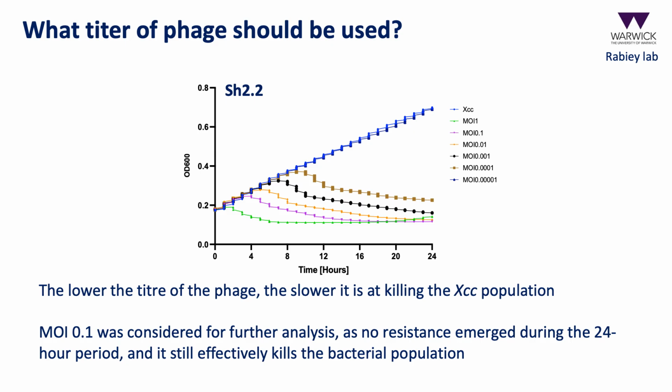So here, the first thing we do when we want to create a phage cocktail is we test different concentrations of phages. We want to see what concentration, or titer, is best to use, so that they kill the bacterial population as effectively and as quickly as possible, but no phage resistance emerges. So we found what concentration to use. For example, here we have this concentration that kills the bacterial population and we don't see any resistance.